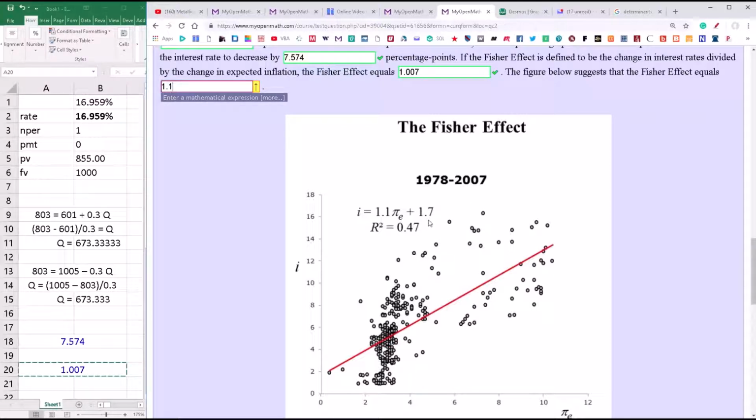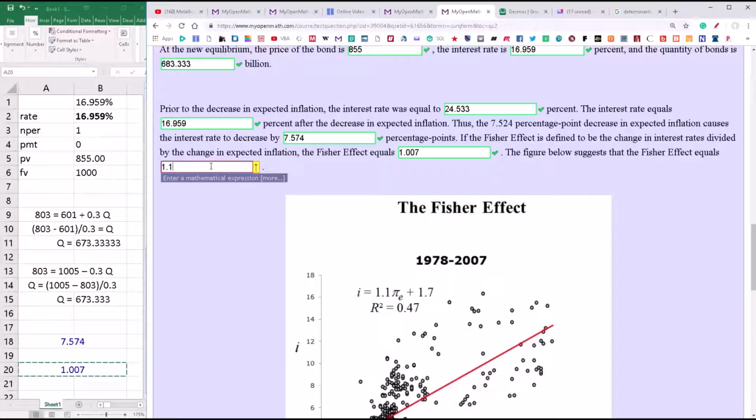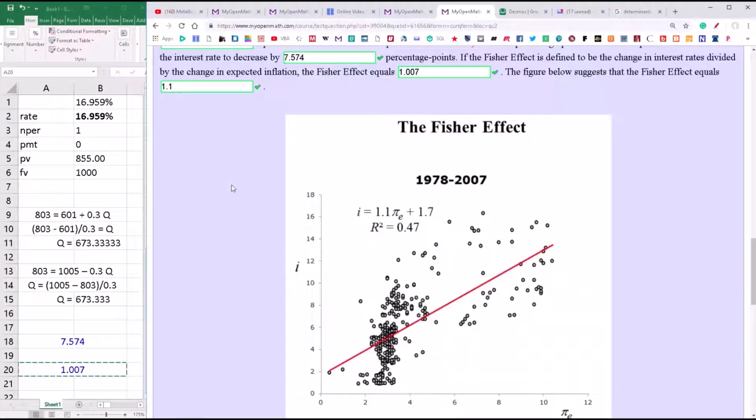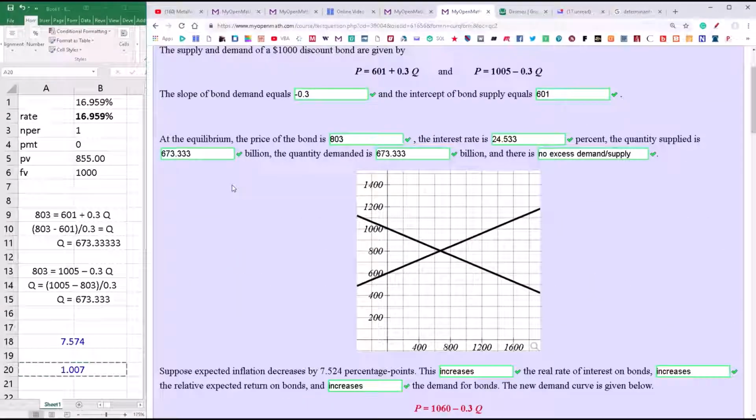So if this is a valid regression, which is not the focus of this course, you could do this in econometrics if you wanted to, but you can interpret this as the real rate of interest, because remember, the nominal rate of interest is the expected inflation rate plus the real rate of interest, and this is really close to 1. So you could think of this as the real rate of interest, 1.7. That's how you'd interpret that. Then we hit enter, and we get everything correct. And so we've used theory, bond demand and bond supply, to derive the Fisher effect.